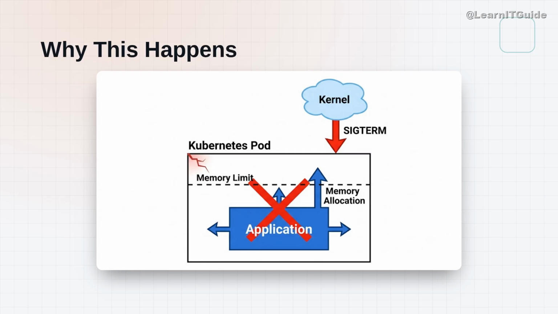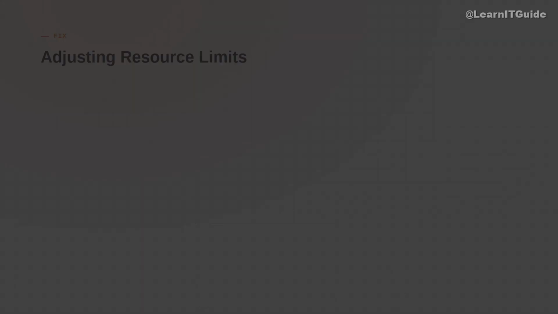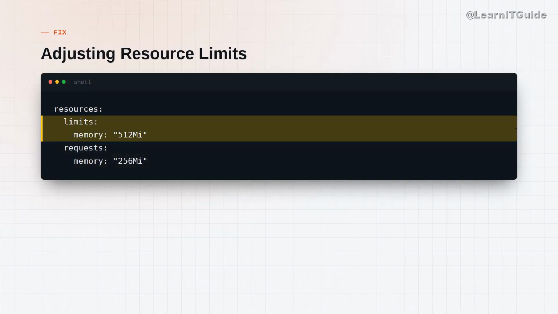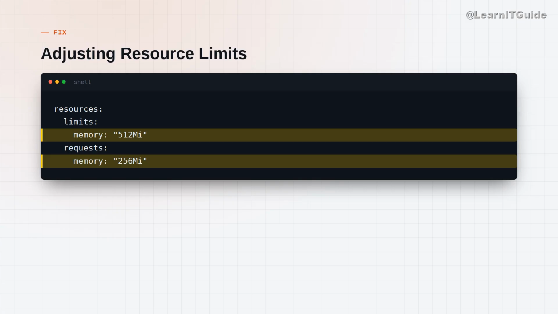It sends a terminate signal and kills the pod immediately. This is not a graceful shutdown. The fix is to monitor your actual usage and set realistic limits. If you are consistently hitting the limit, increase the memory. If the usage is erratic, optimize your application code to handle memory more efficiently.